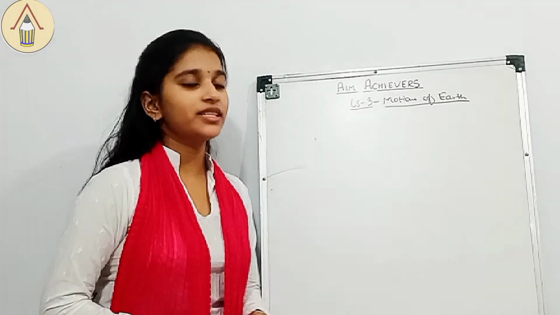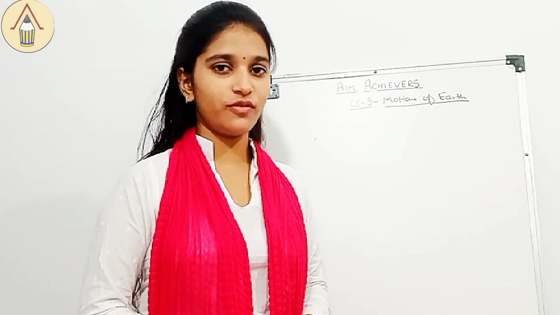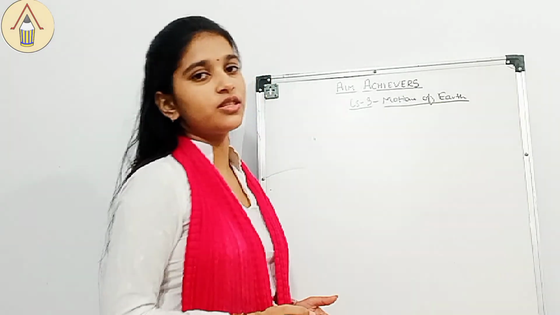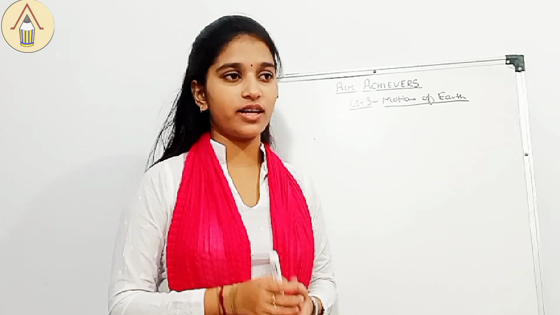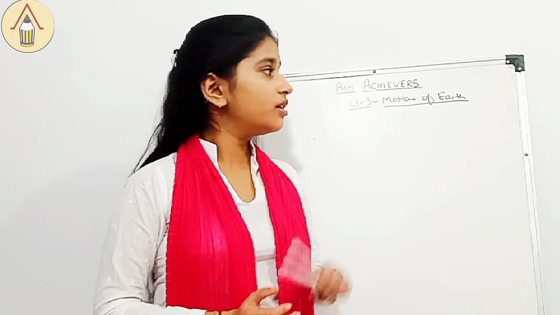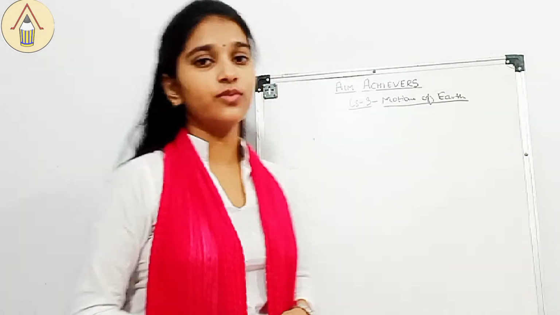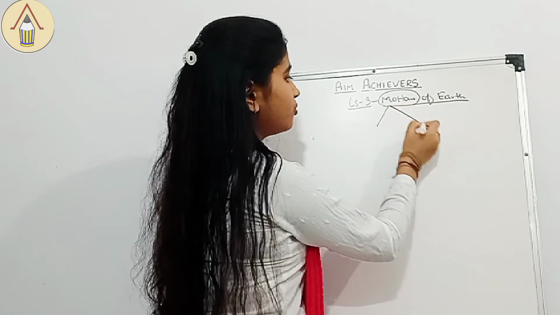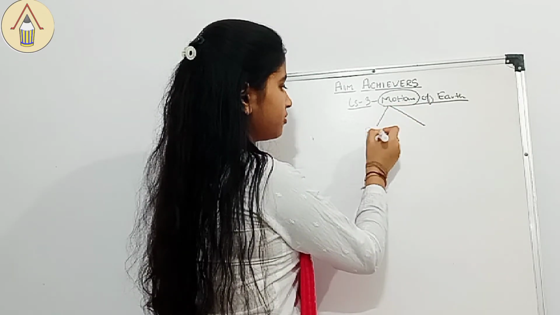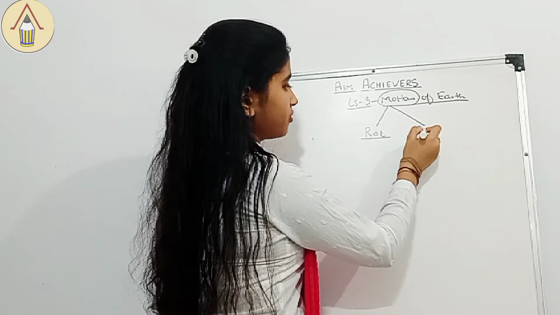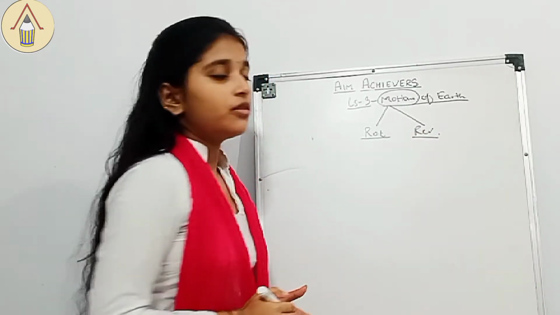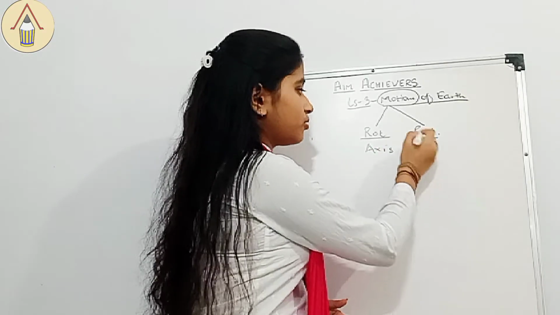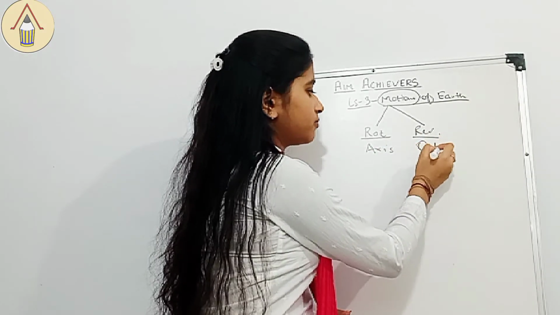Today we will be studying our next chapter, lesson number 3, Motions of Earth. In the previous chapter we have already talked about axis, equator and orbit. In this chapter we will be talking about its work. Talking about motions of Earth, there are mainly two motions, rotation and revolution. Rotation involves axis and revolution involves orbit.